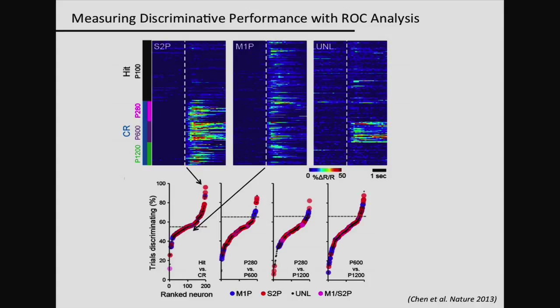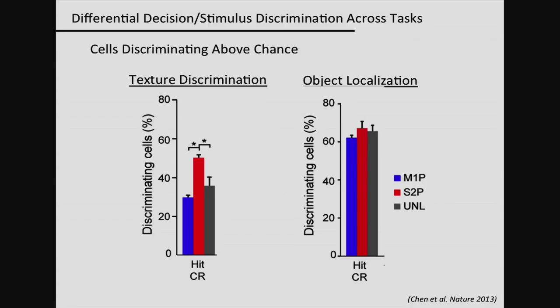In general, from this kind of analysis, we can look at the number of neurons that are discriminating in each set of conditions above chance levels, just by counting the number of neurons above this dotted line, and we can also look at the individual performance rates of the neurons. Next slide. If you look at hit versus correct reject and the ability of neurons to discriminate, what we see is that during texture discrimination, there's a larger fraction of S2 projecting neurons that can discriminate between hit and correct reject trials. During object localization, we don't necessarily see any differences between the M1 and S2 projecting neurons in their ability to discriminate between hit and correct reject trials.